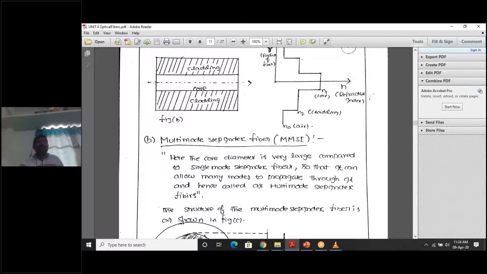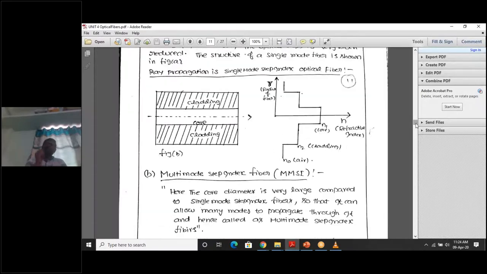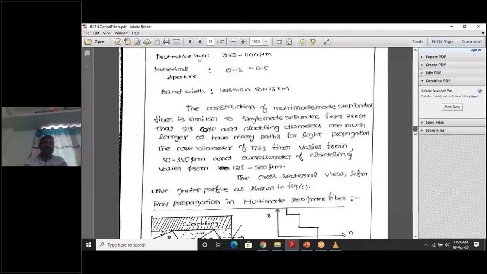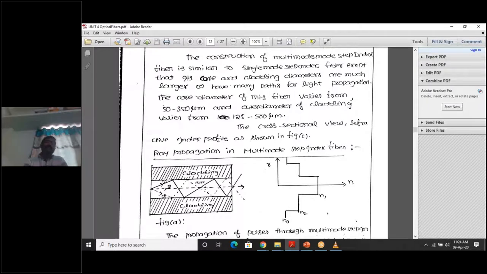So the number of ways given by the optical fiber to travel the light inside the optical fiber is called what? Mode. It is the number of ways of propagation inside the optical fiber. Right. Sir, the reason is why? Why can the single mode step index optical fiber propagate only one mode of light at a time, and why does the multi-mode step index optical fiber allow more than one mode of light ray?